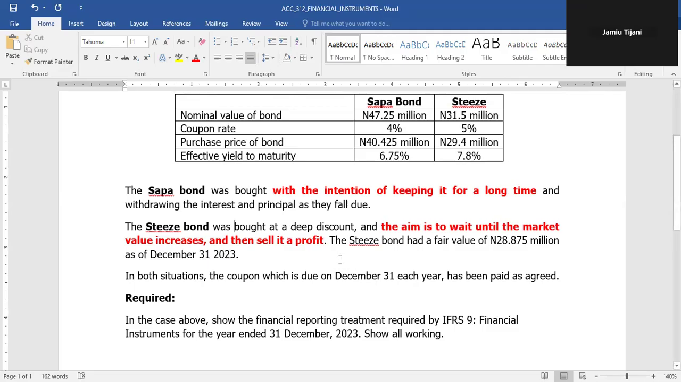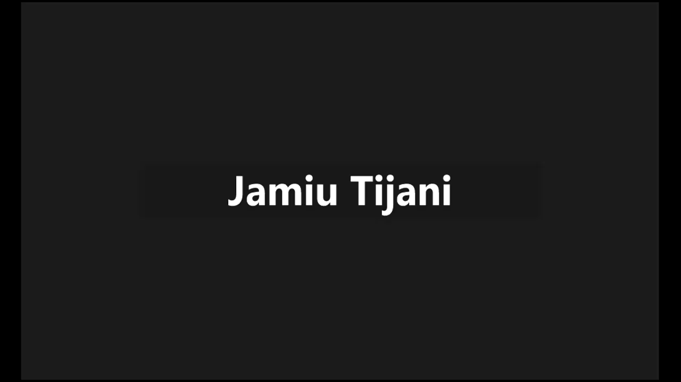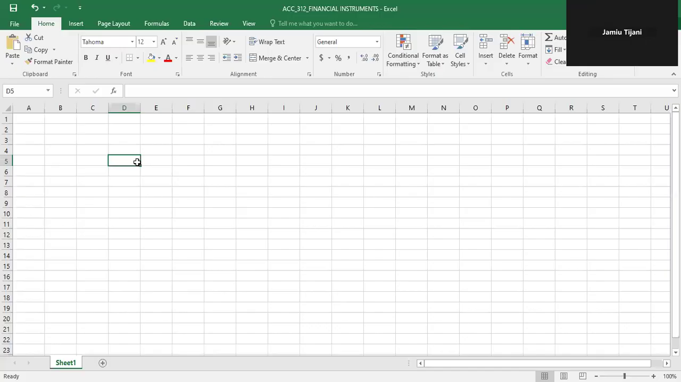So I will deal first with the Sapa bond. You come with me. I put this down and I share my Excel file, so that we can run through it together. Of course, we have the instrument, we have the years: year 1, year 2, year 3, year 4, year 5. Let us just simulate.